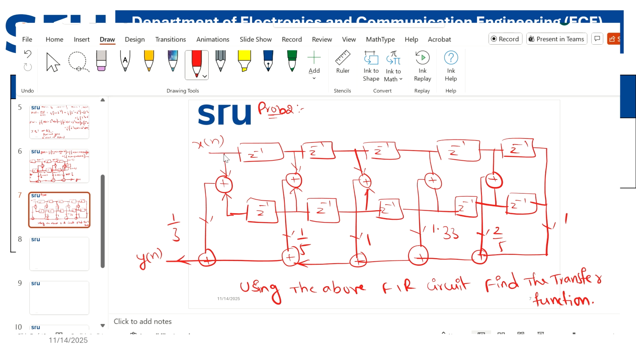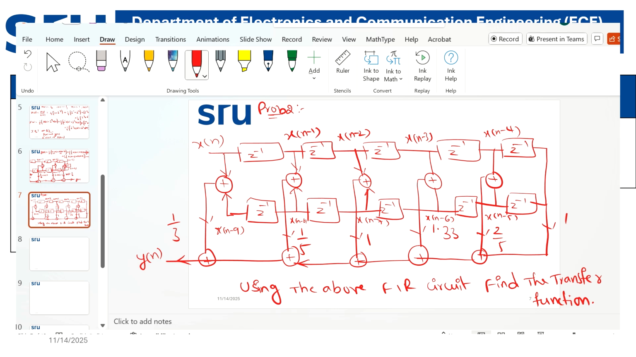Now first x of n, just this is x of n, and here write down x of n minus 1, n minus 2, here it is n minus 3, n minus 4, and after this we have n minus 5, n minus 6, n minus 7, n minus 8 and n minus 9. Now based on this, write down the expression.